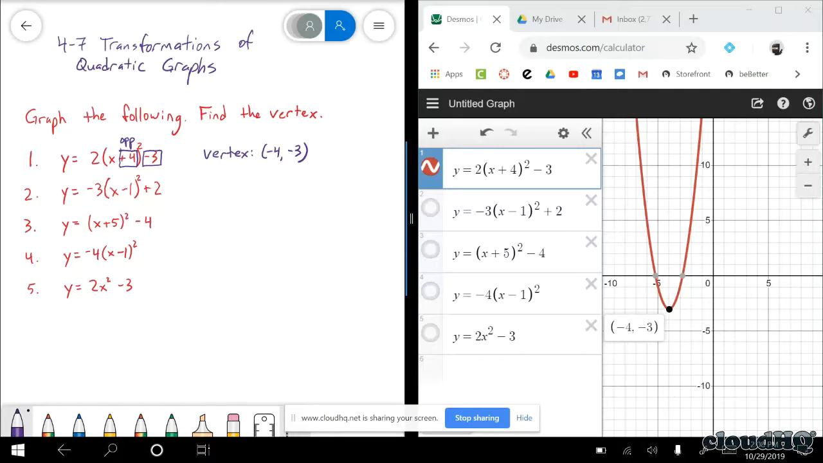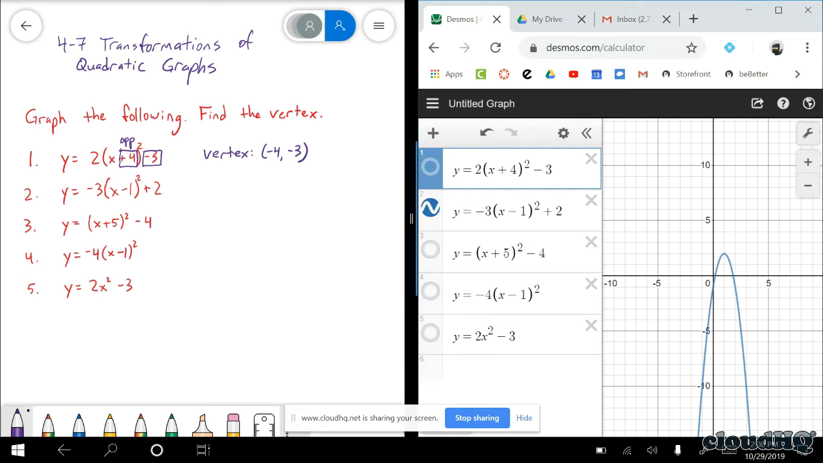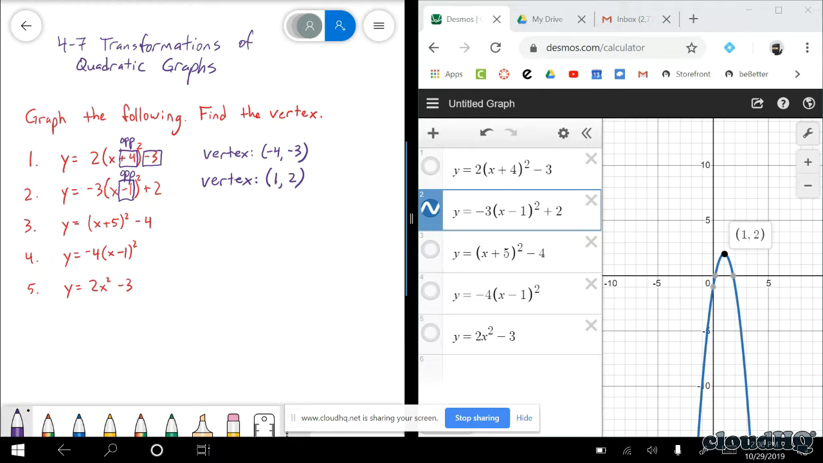Let's take a look at the second one and see if it follows the same pattern. Okay, we see when I graph that over on Desmos that we got 1, 2. Take a look at the equation inside the parentheses. Did we follow the same pattern? Yeah, I had to do the opposite sign. In the parentheses, I had x -1, but I needed a positive one. And after the parentheses, I had +2. Well, that's what I had for a y coordinate. Knowing that, can we anticipate the third one before I graph it?